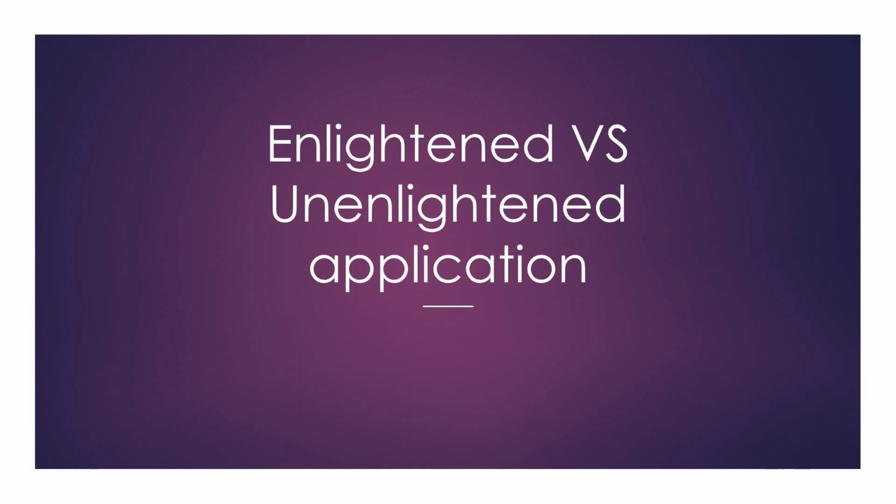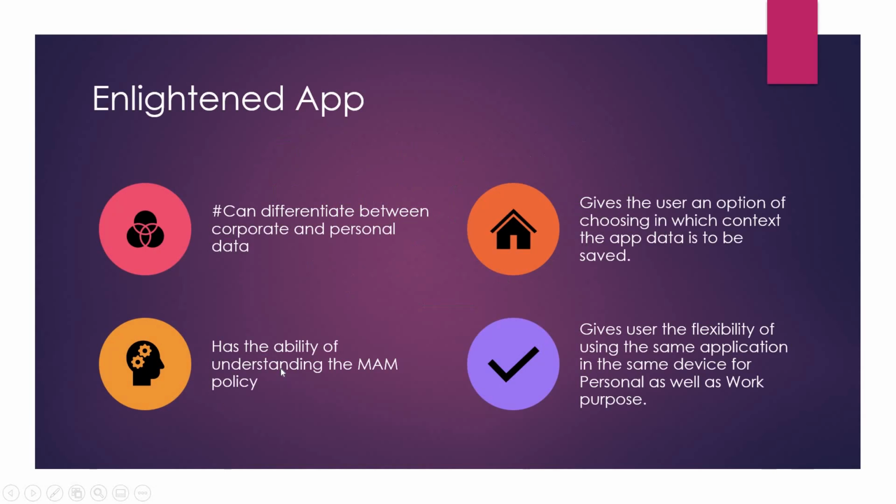So I want to just take a moment and provide some clarification so that we can go through what exactly an enlightened app is and what exactly an unenlightened app is. Before we do that, let me just provide you background. In WIP, we classify apps into two categories. First is enlightened and the second one is unenlightened. An enlightened app is one which can differentiate between corporate and personal data, thereby giving the users an option of choosing in which context the app data is to be saved.